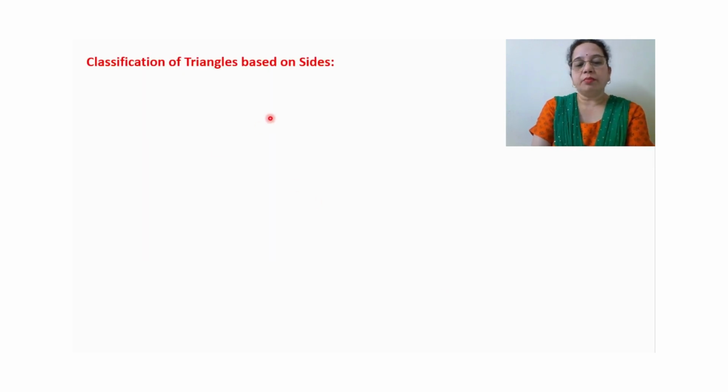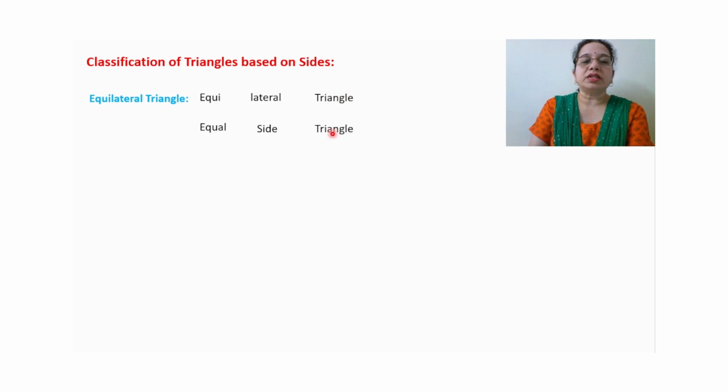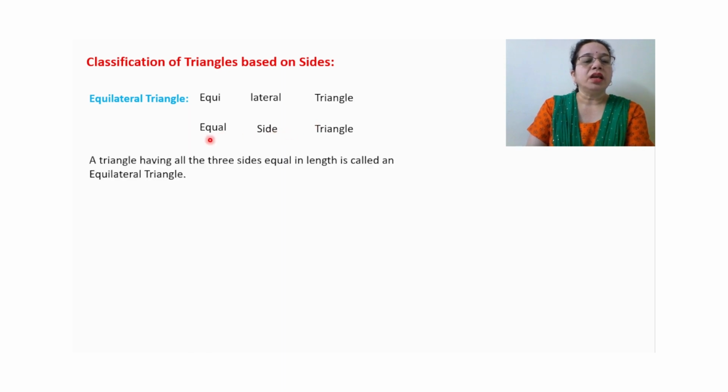Classification of a triangle based on sides. Equilateral triangle. So we can write down equilateral like this: equilateral, and then triangle. Equi means equal, lateral means sides, and triangle means triangle. So how can we define an equilateral triangle? A triangle whose all the three sides are equal in length. All the three sides are equal. Three sides equal in length is known as an equilateral triangle.